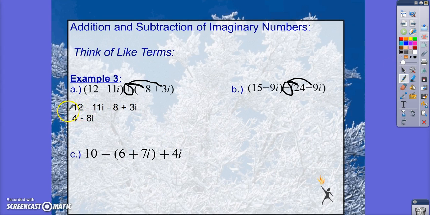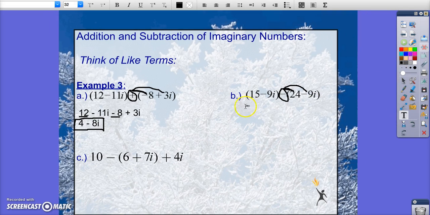So I think these are pretty easy. Once again, 12 minus 8 is the 4. Negative 11i plus 3i. We combine the front numbers and attach the variable. Now be careful with the next one. First part's okay, 15 minus 9i. Be careful, I distribute the negative to both. Negative is where it can change the sign. I get negative 24 plus 9i.